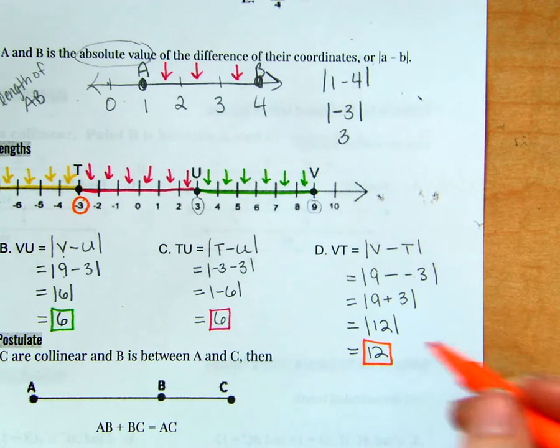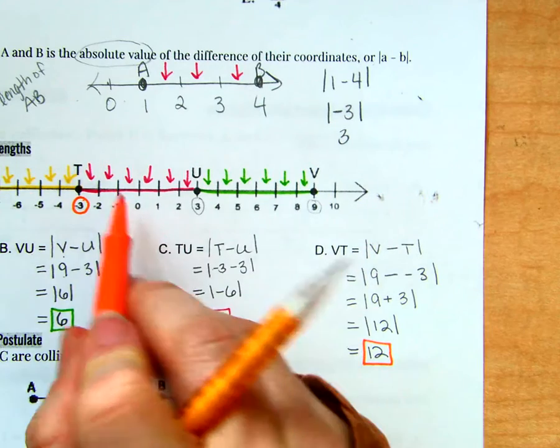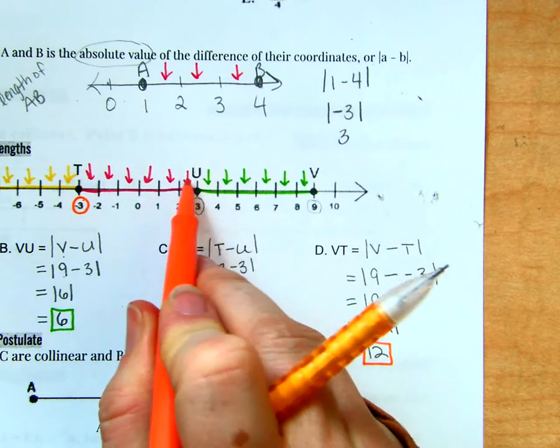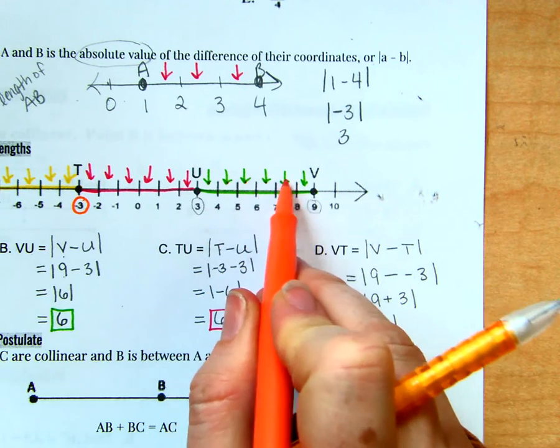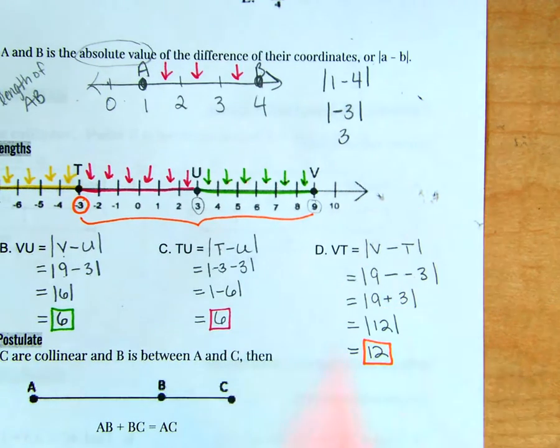And we can check that from V to T. 1, 2, 3, 4, 5, 6, 7, 8, 9, 10, 11, 12. So from all of this, we're going to get 12.